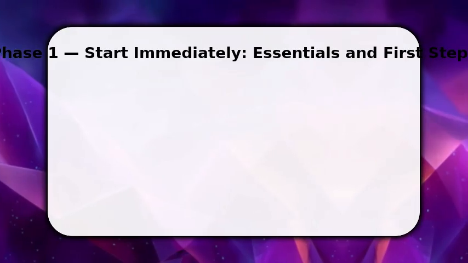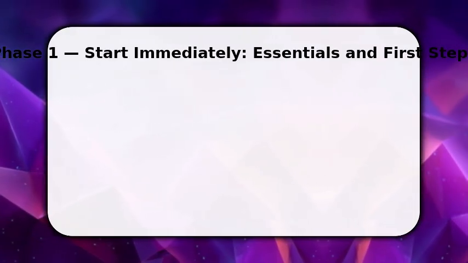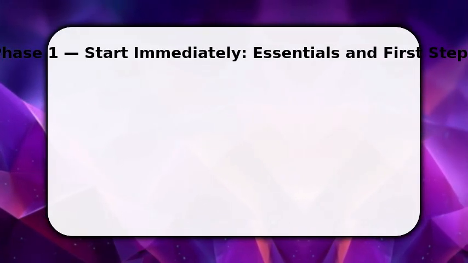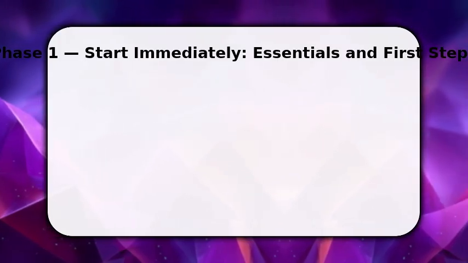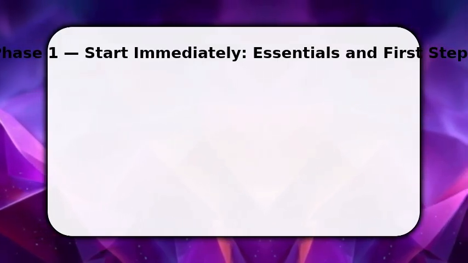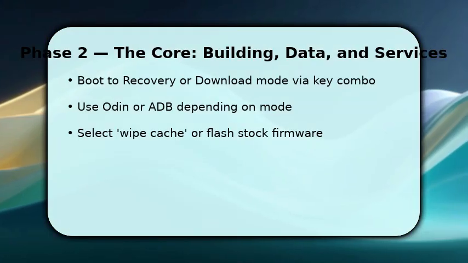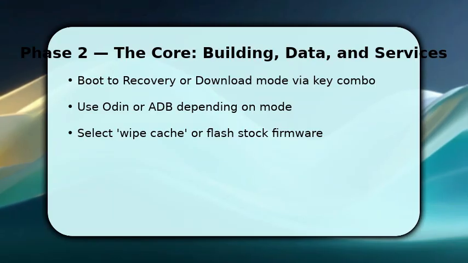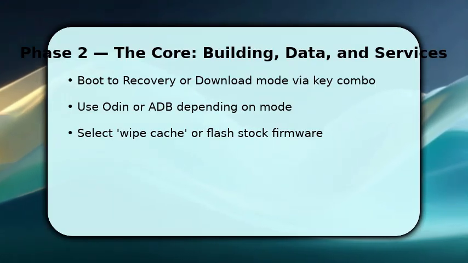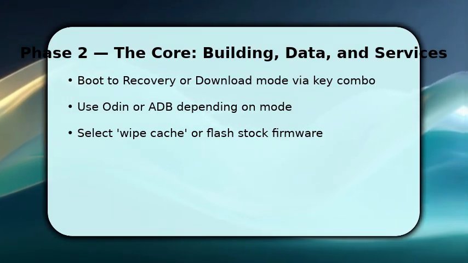Now, power off the device fully, then boot into download or recovery mode using the specific key combo for your model. This first step opens the tools we need to remove maintenance mode safely. Once in download mode, you can use Odin on the PC to reflash official stock firmware. This restores system partitions that enforce maintenance mode.